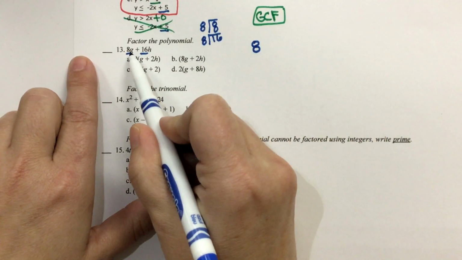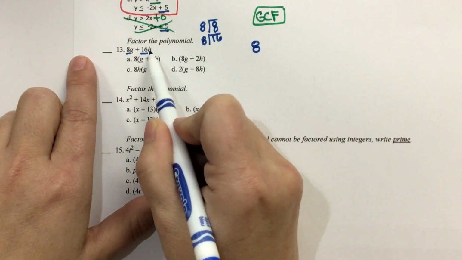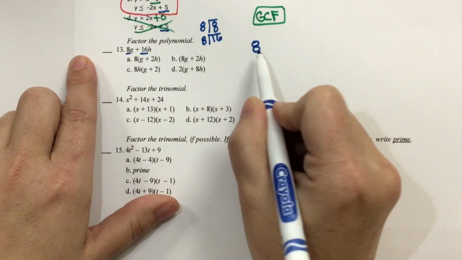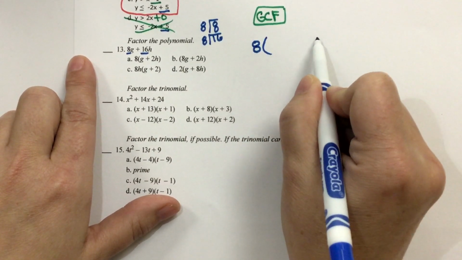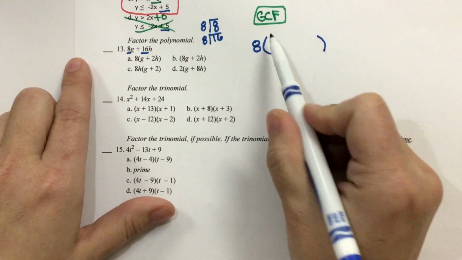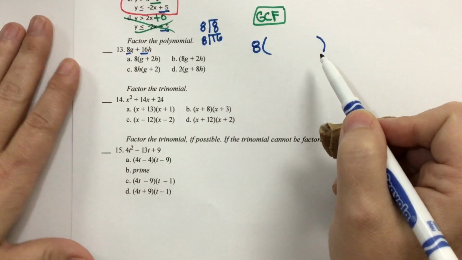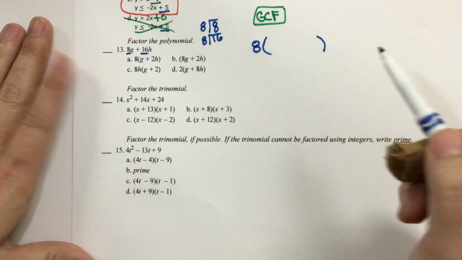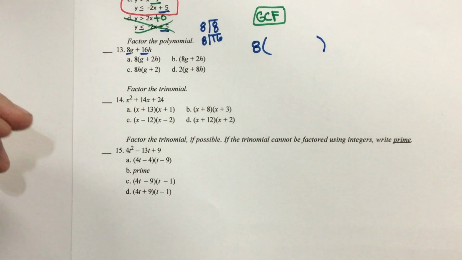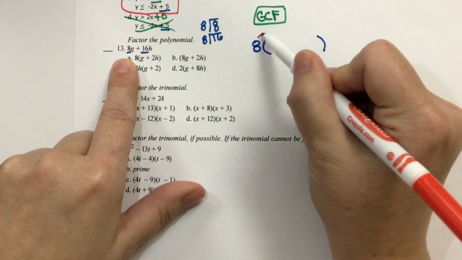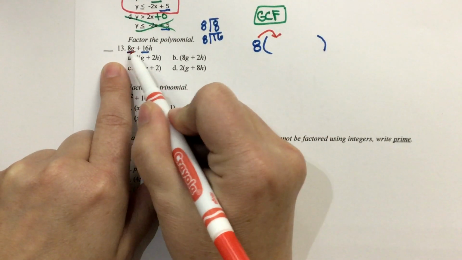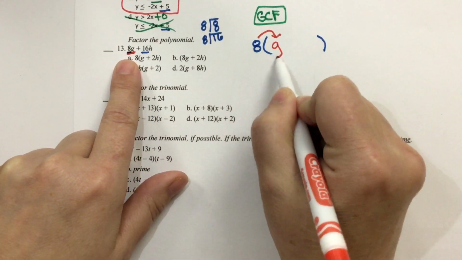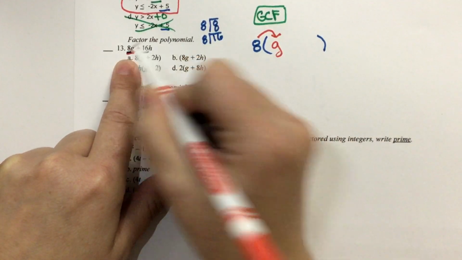And then do they both have G's? Nope. Do they both have H's? Nope. Okay, so that's the only GCF I have. Every time there's a GCF, you build one set of parentheses behind it. So I know right now what the answer is, but I'm going to keep working this. So 8 times this has to be 8G. So that would be G. 8 times G is 8G.